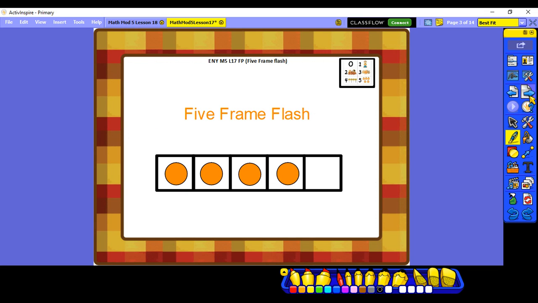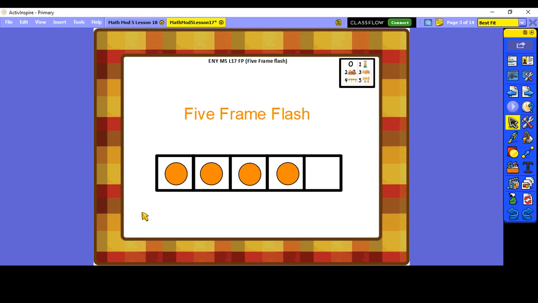We're going to start off with our 5-frame flashes. I want you to tell me how many we have and how many more to make 5. So if I looked at this 5-frame, I would say 4. I need 1 more to make 5. 4, 1 more is 5.